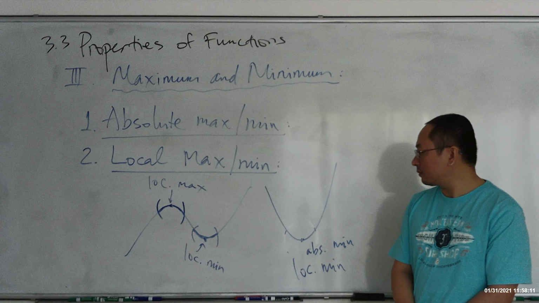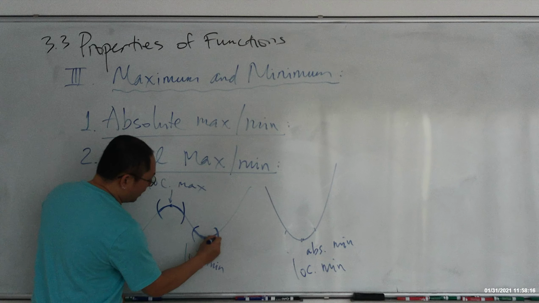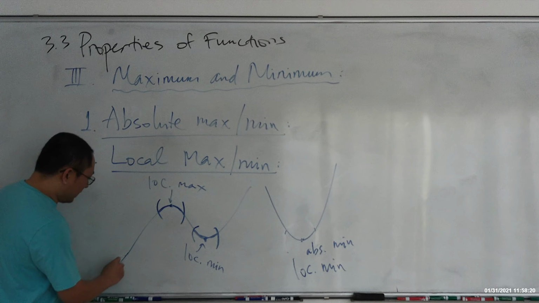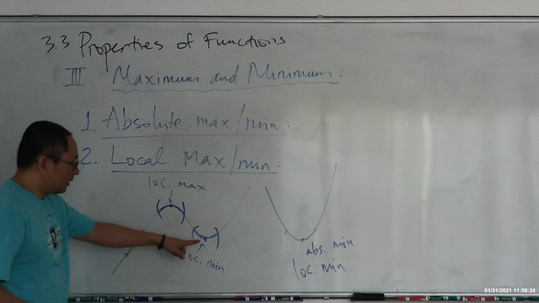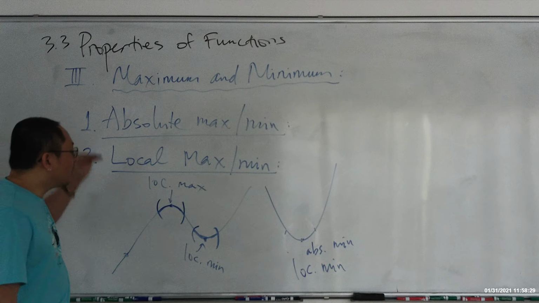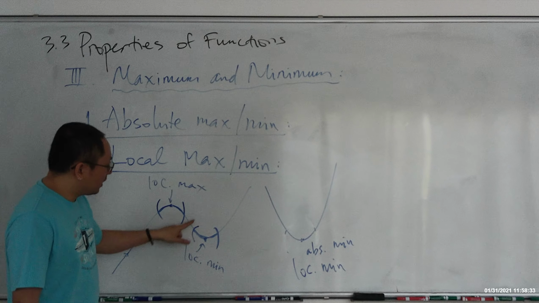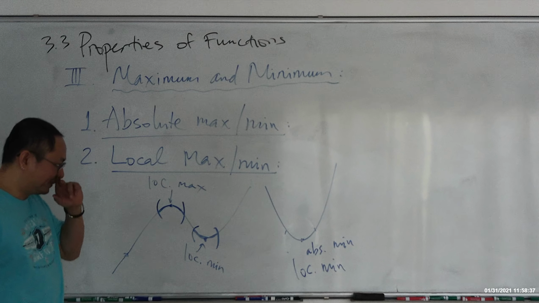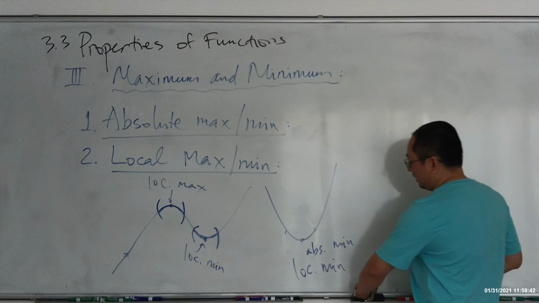Okay? Now this point right here is a local min. You see why? Because I can find an interval where it is the lowest point. But this is not the absolute min, because in this graph I can find some other point that is even lower than the local min. One more time, absolute min means the lowest point on the entire graph. Local min means the lowest point in the local region. Okay? And sometimes it may be the same, like this one right here.